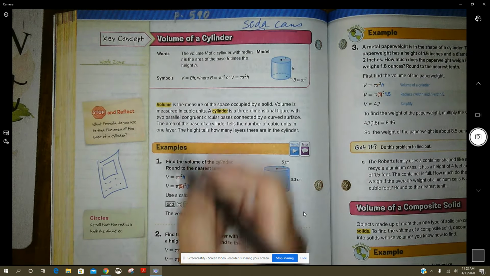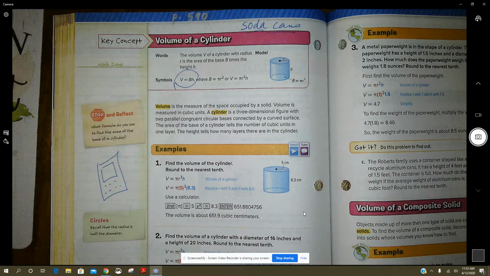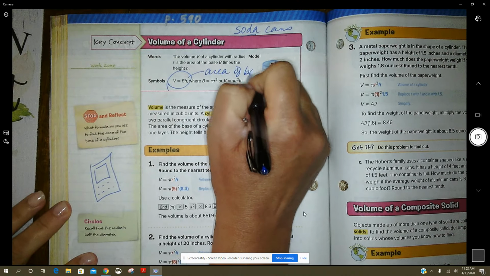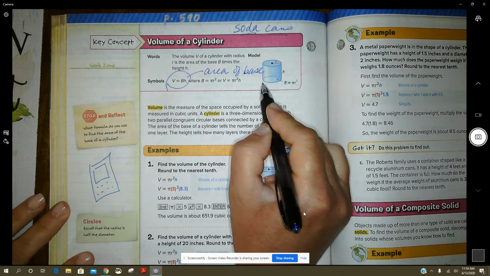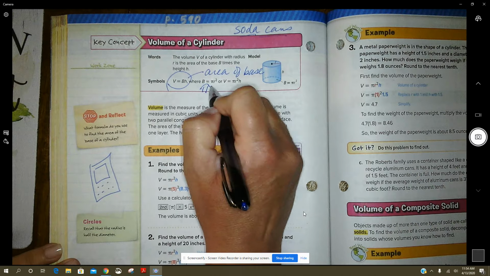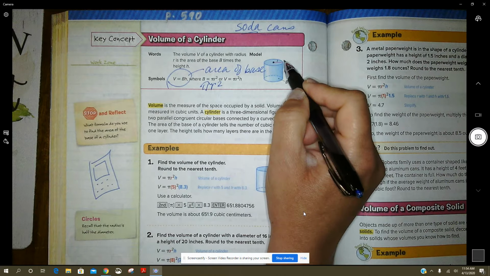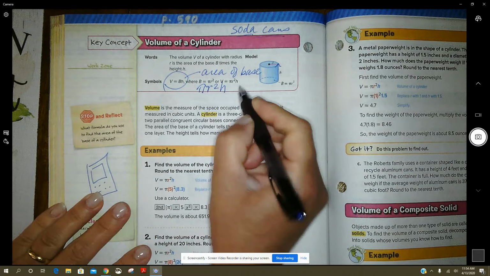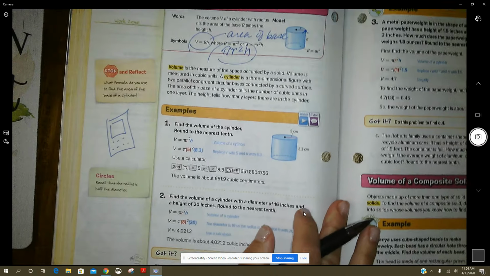Okay, so the first thing that you need to know is the volume formula. The volume formula is big capital B times H. The big capital B stands for the area of the base. Since the base of a cylinder is a circle, we need to do pi r squared. Then volume gives us the third dimension, the height, so how tall it is. This is the formula for finding the volume of a cylinder. Let's go look at example number 1.